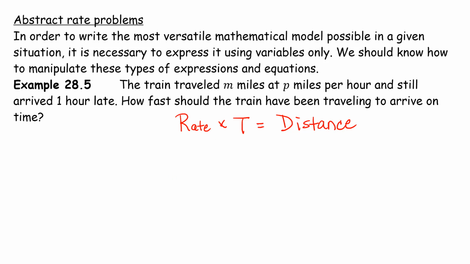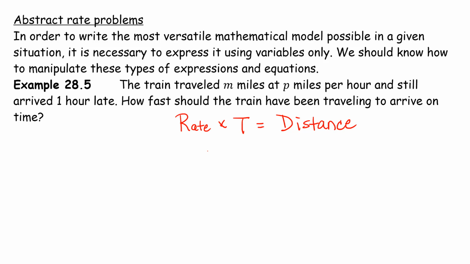But we're not going to use R, we're not going to use T, we're not going to use D because the problem will give us different letters. And so we want to use those letters and make sure our answer only involves those letters. Okay, so this says that the train traveled m miles at p miles per hour and still arrived 1 hour late. How fast should the train have been traveling to arrive on time?